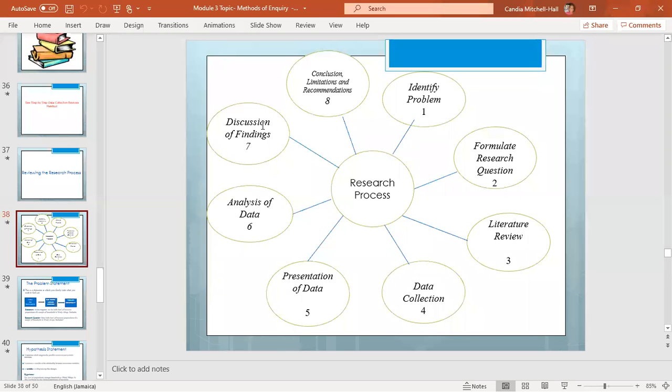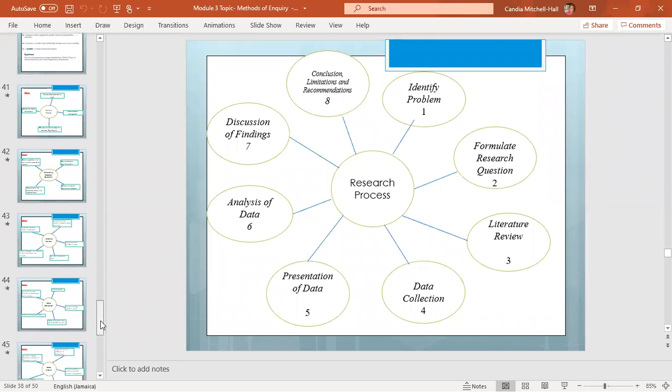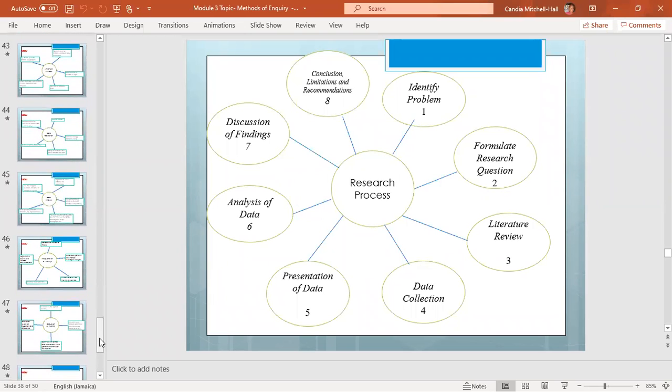Discussion of findings. Now, the discussion of findings, which is 7, is directly related to 3, because you're going to discuss your findings based on what was already done in the literature. You're using your literature to discuss your findings. And then the last one is conclusion, your limitations, and your recommendations, right? So these are some of the things that you need to know. Any questions, ladies?